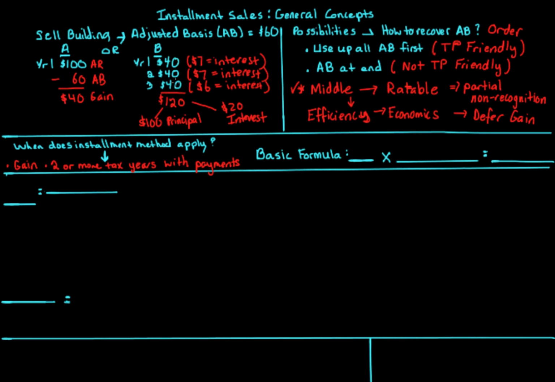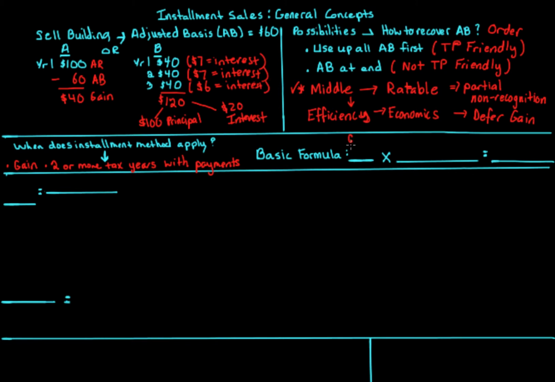Here in our example, we had 3 years, and we had a payment in each year, 1 payment in each year. So we have to have 2 or more tax years with payments, not 2 or more tax payments. We have to have 2 or more tax years. Very important. It has to involve 2 or more tax years, and you're getting payments over those 2 or more tax years. Okay, so let's go right into the basic formula of how we apply the installment method to the gain. Again, we have to have a gain, and it has to be involving 2 or more tax years with payments. So the first element of the basic formula is we're going to take the GPR.